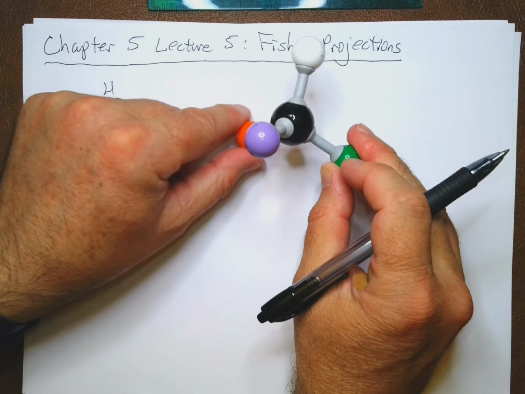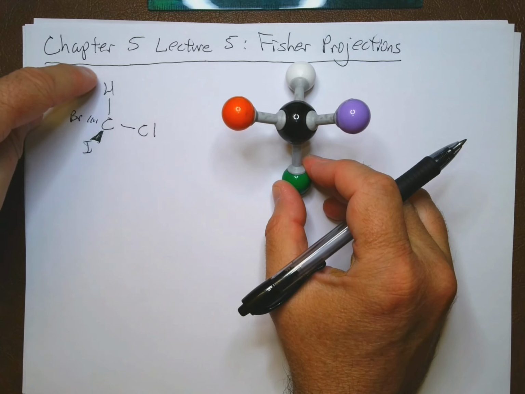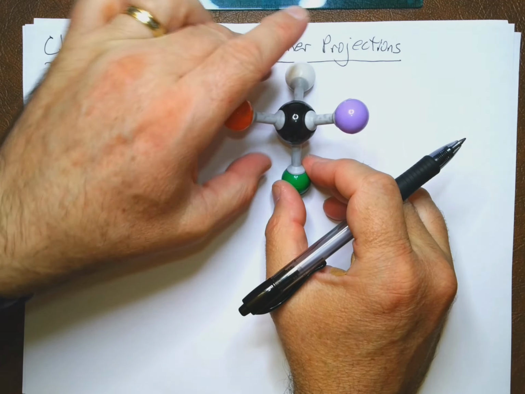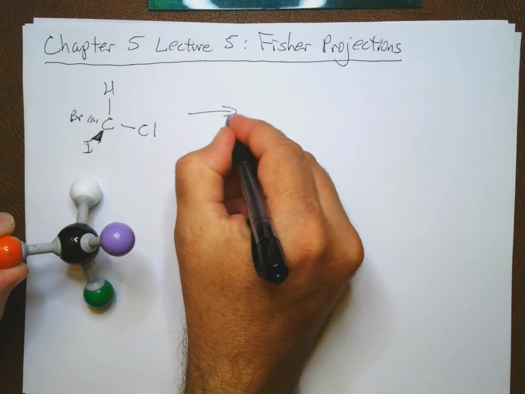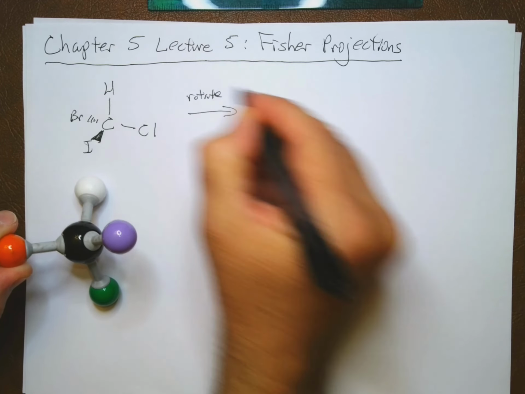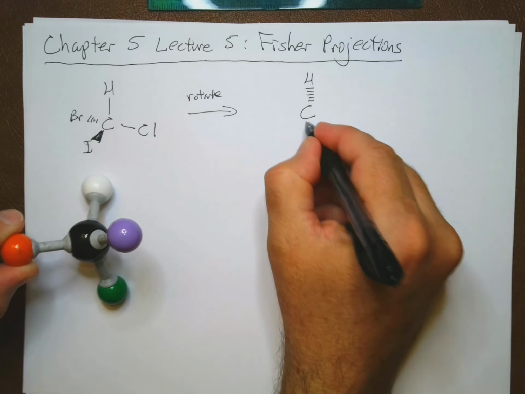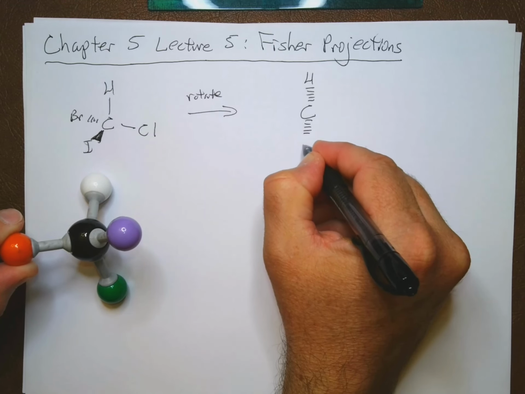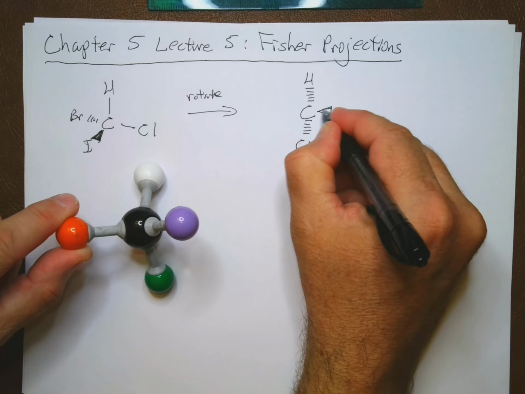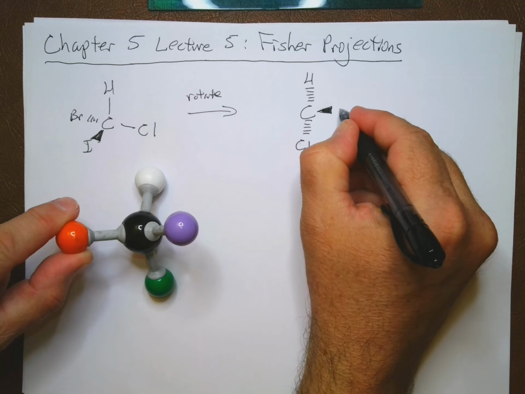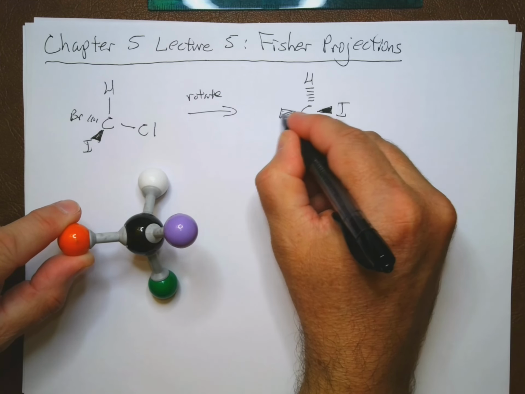Now what I want to do is rotate so that my hydrogen and chlorine are pointing up and down, but they're pointing back into the plane. So I'll have my carbon here, and going back behind the plane of the paper is the hydrogen and also the chlorine. And then coming out of the plane is the iodine and the bromine.